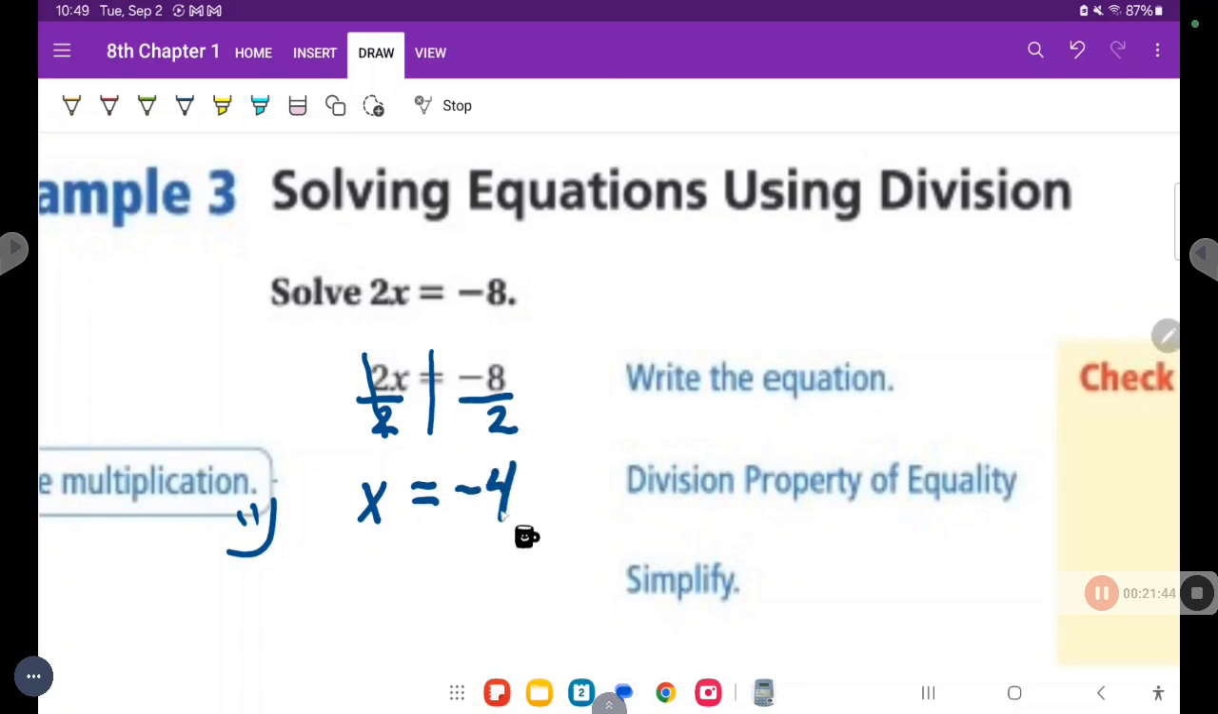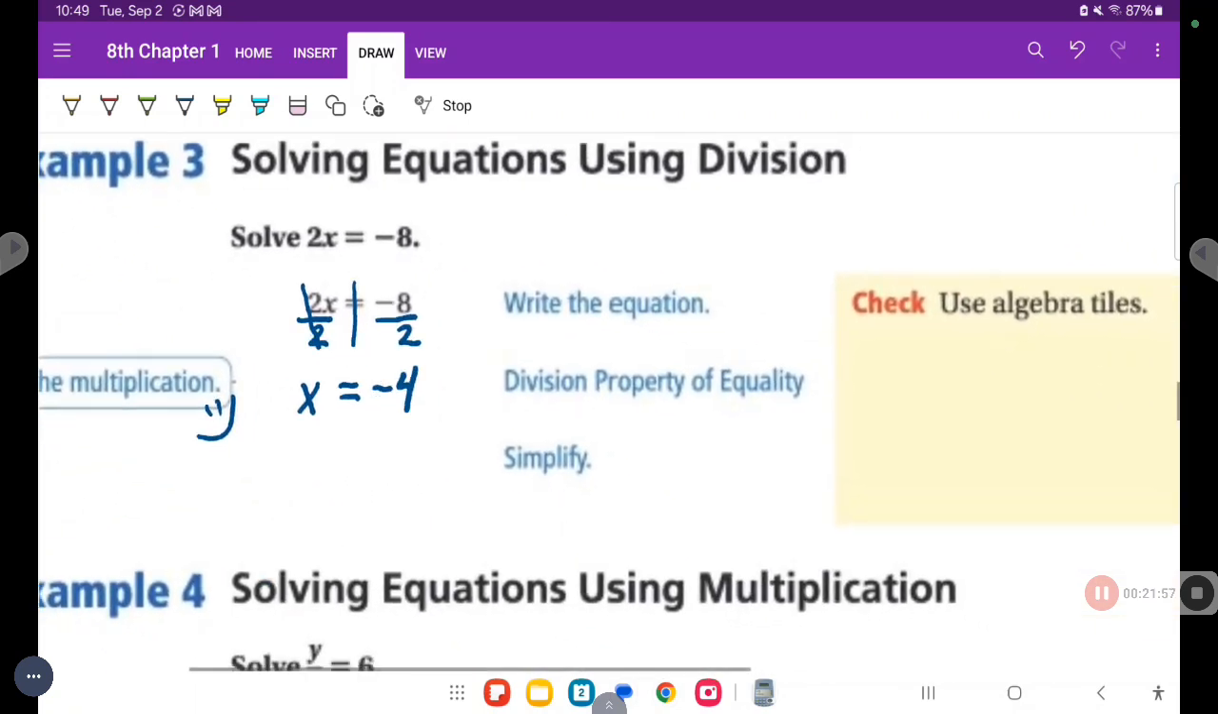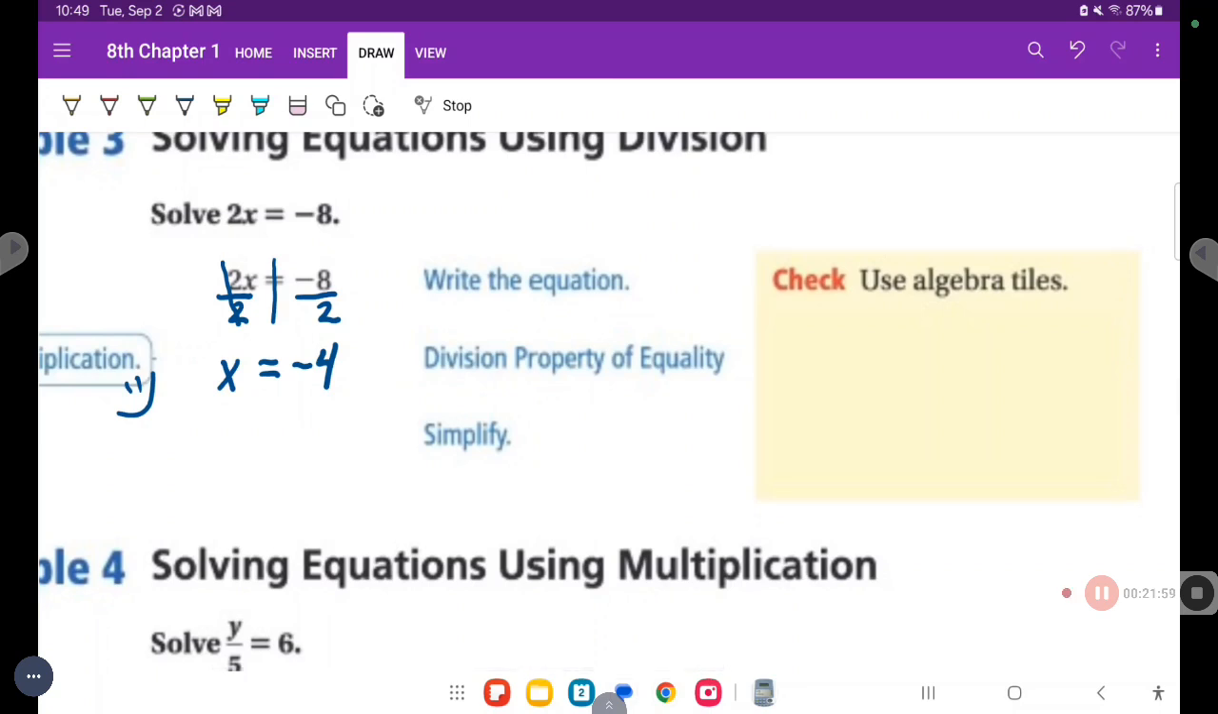I have a question. Yes? If the 2 is alone with the letter, does that mean it's multiplication? Correct. Okay. Thank you. Now if we check it, we're not going to use algebra tiles. So 2x equals negative 8. So we're going to take out the x and put our negative 4 in its place. What is 2 times negative 4? Negative 8. That's right, Ruger. It's negative 8.